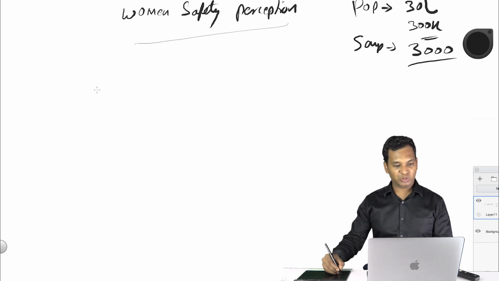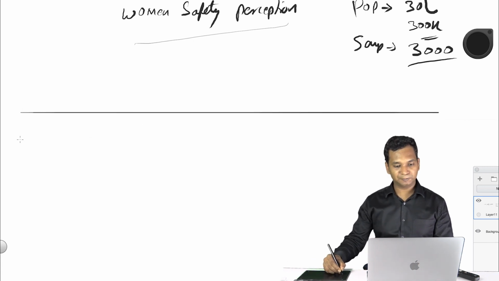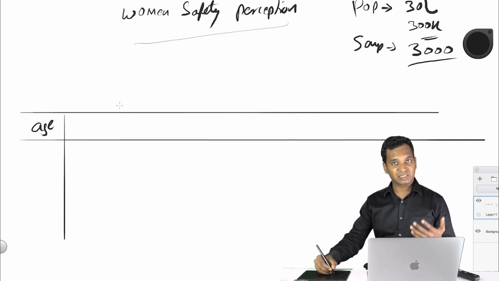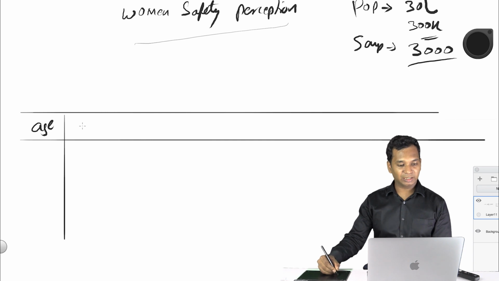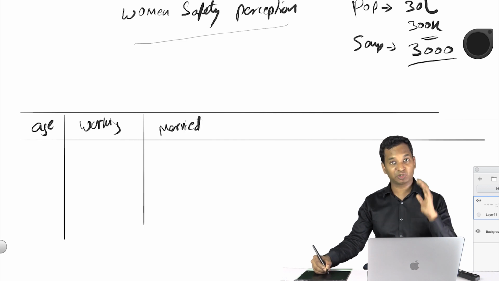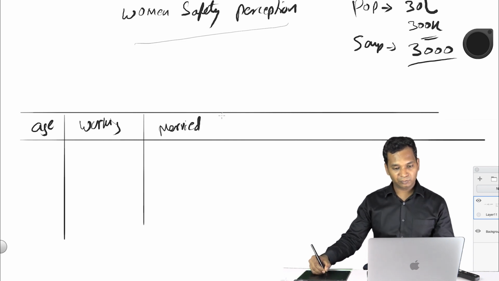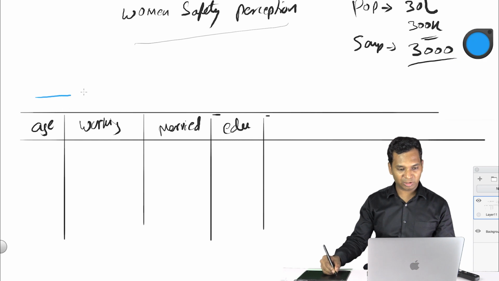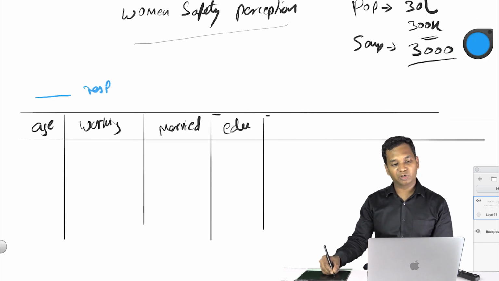What kind of questions do you ask? Let's say I'm going to ask about age, which is the primary thing, of course, whether you are working, and of course, whether you are married, which has an effect on your perception of safety, and many other things. For example, your education. All of these variables are typically called respondent demographics.